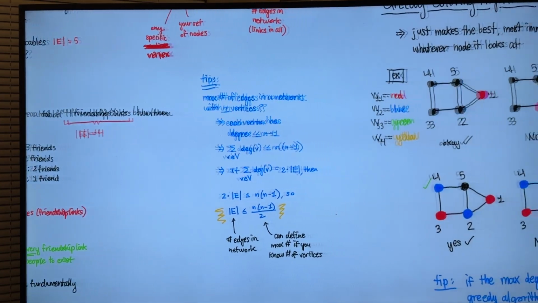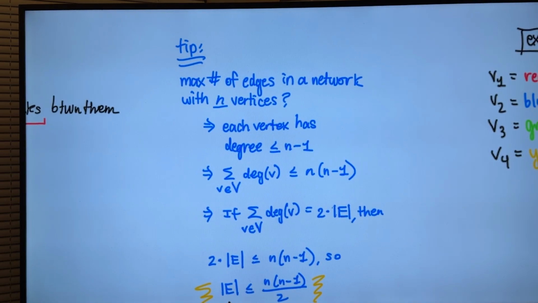And here's a fun little tip. Let's say that you want to figure out the maximum number of edges in a network with n vertices. Well, given n, we know that each vertex has to have a degree that is less than or equal to n minus 1, right? It can't be more than the vertices that you have.